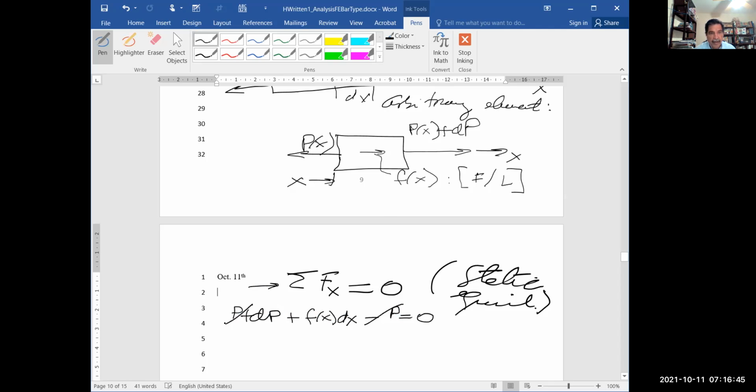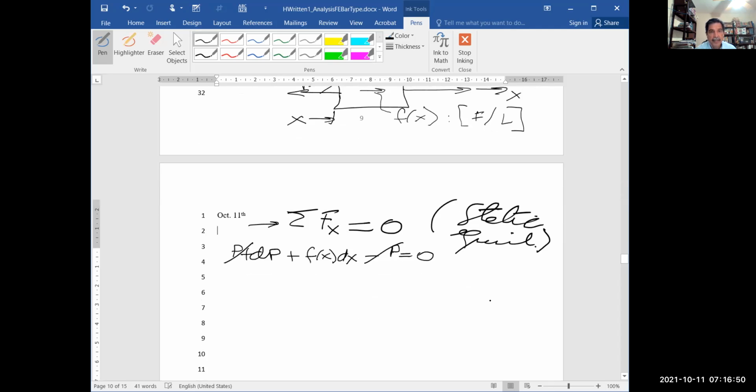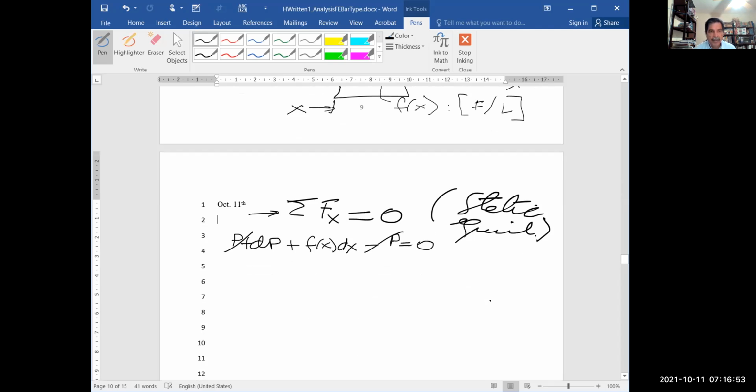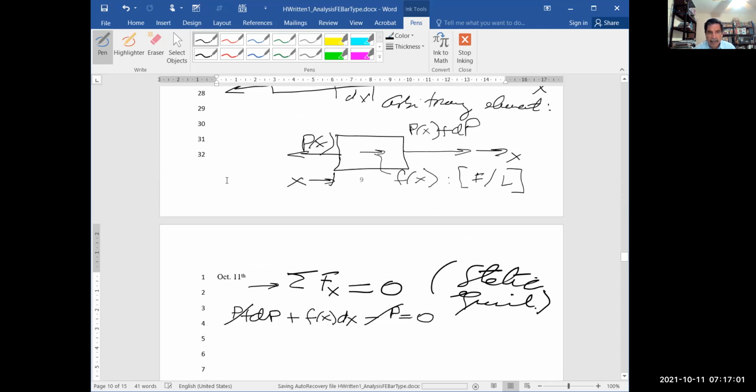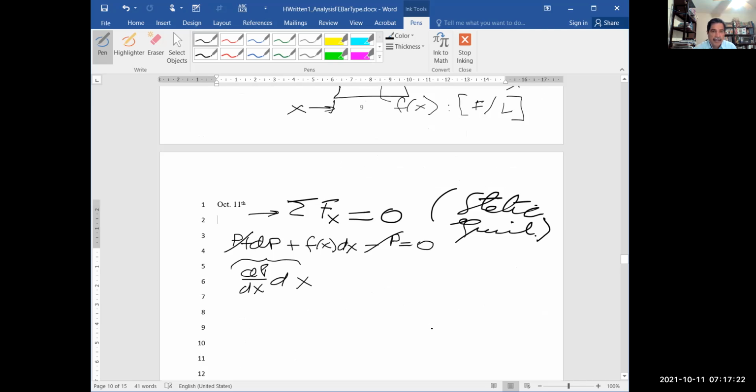We cancel this with that, and then we recall what we said previously, that the only change that we suffer in going from this side to this side is in the x direction. So this differential here has to be expressed as the rate of change in the x direction times dx. Okay, so we can cancel the dx.